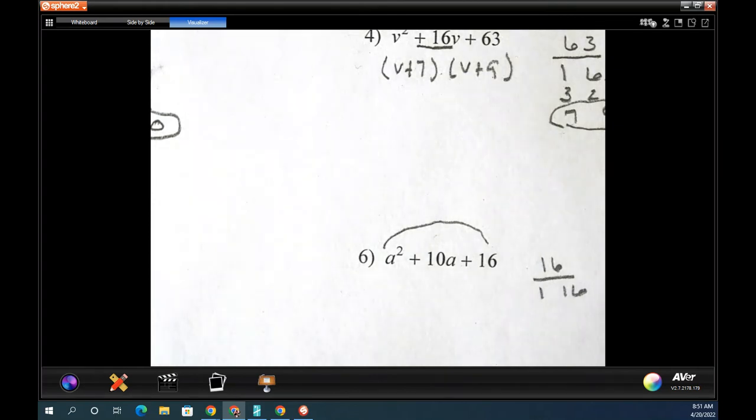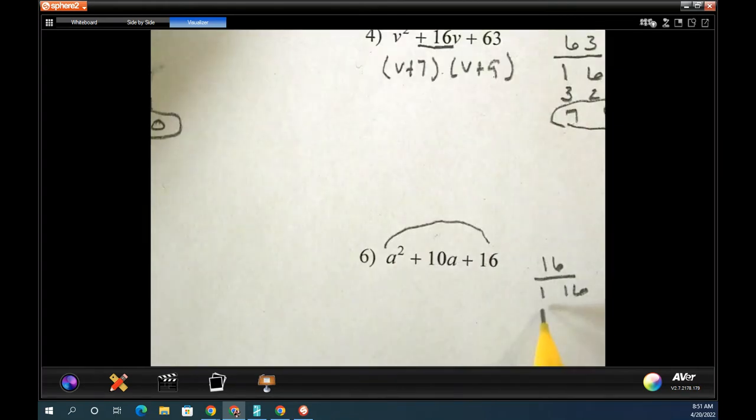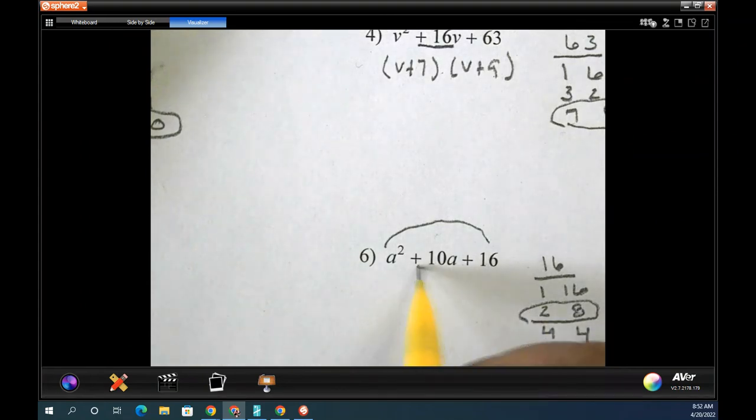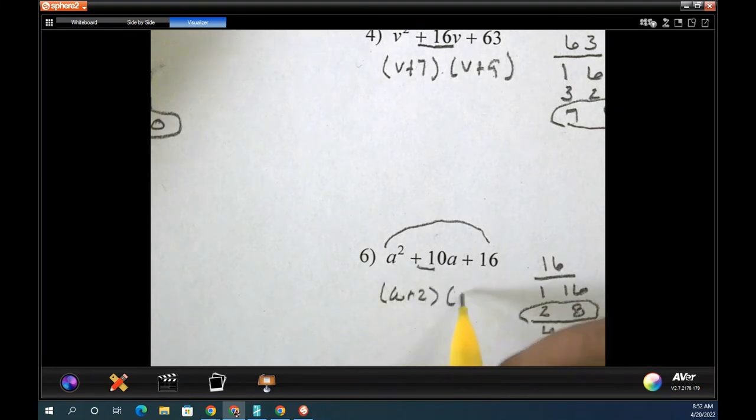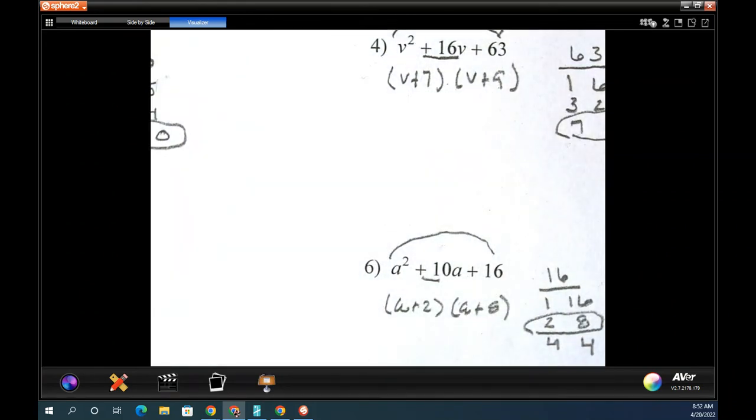Okay, let's look at it. You should have gotten 2 and 8. Now, here's the thing. 4 and 4. Write those down. Write all of them down. 2 plus 8 adds up to 10. So your answer is a plus 2 times a plus 8. That's it. How many of y'all got that one? Raise your hand. All right, we're good.